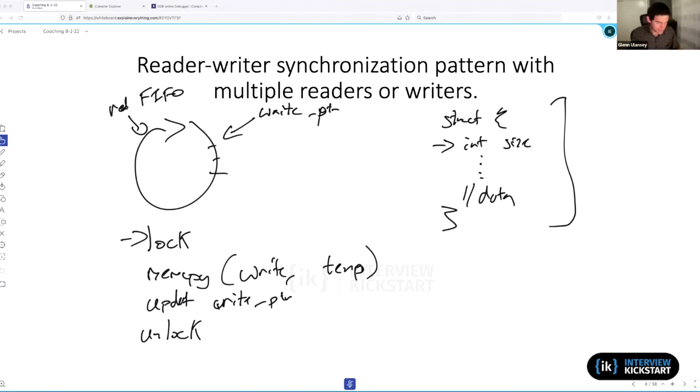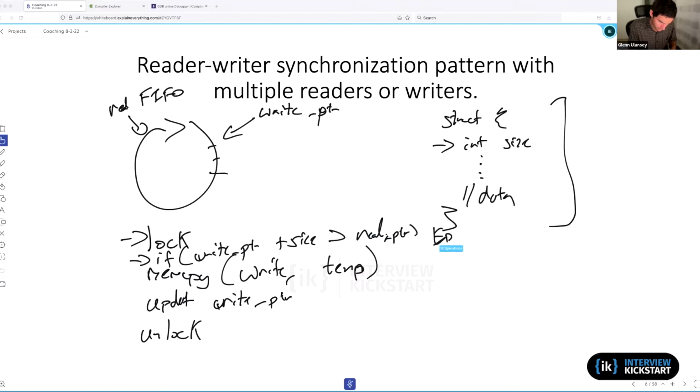Obviously, there's a couple edge conditions we would need to check. We need to make sure we don't write past the read pointer. So we would presumably need some sort of check: if write pointer plus size is greater than read pointer, error, or however you want to handle the case of running out of memory. Maybe you return an error, maybe you assert. But at a high level, this is all you would need to do.